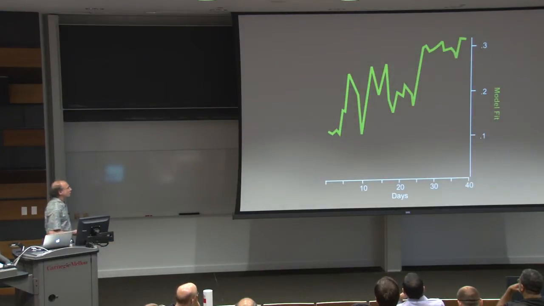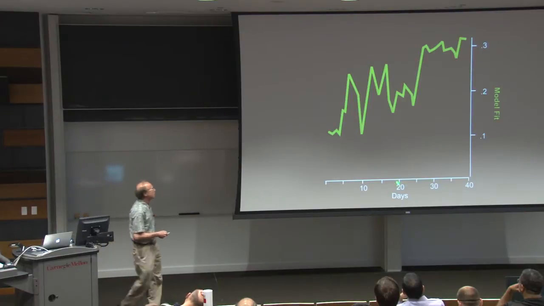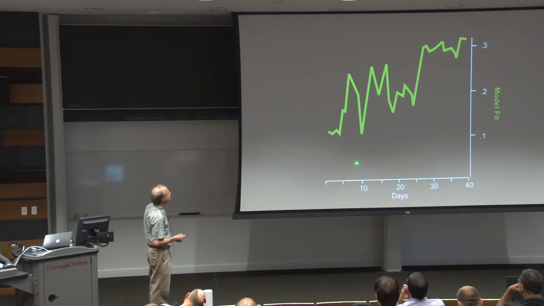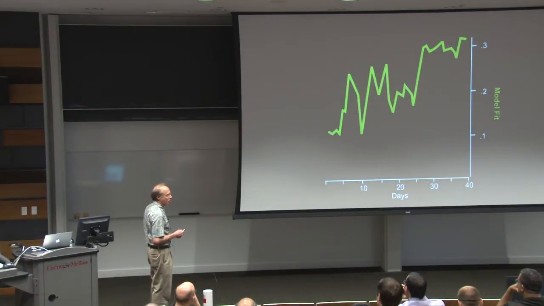So this, again, was now 15 years ago, some of our early experiments. If you look at the way the neurons fit the cosine tuning function, and you look at the fit, how good is our model? How well did the data fit our model? And you look at it over days, and you see that it gradually increases.